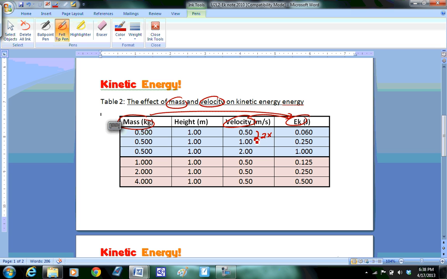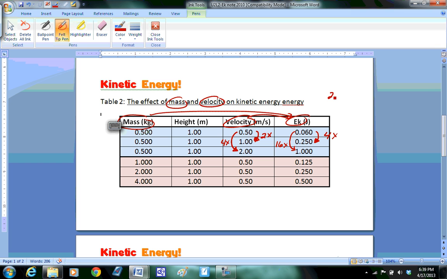Now, unlike the situation with gravitational potential energy, my EK does not double. Otherwise, it'll be around 0.12. In fact, when you look at the two values here, it looks like the EK has gone up by a factor of 4, which is quite interesting. I'm going to go back to the velocity here. Now my velocity goes up by 4. When you look at it on your calculator and you go 1 divided by 0.06, you get a value of around 16 times. So when my velocity goes up by 4, the EK goes up by 16.